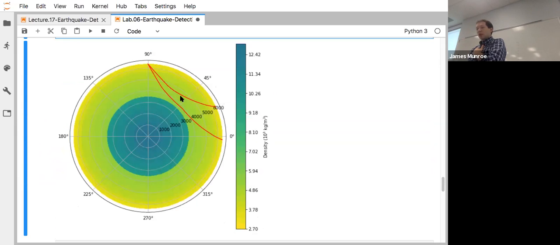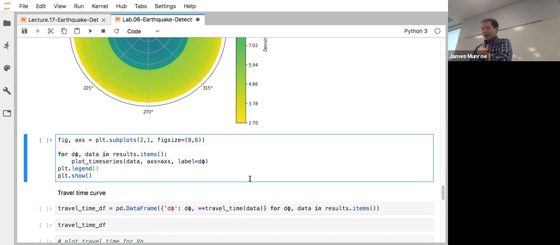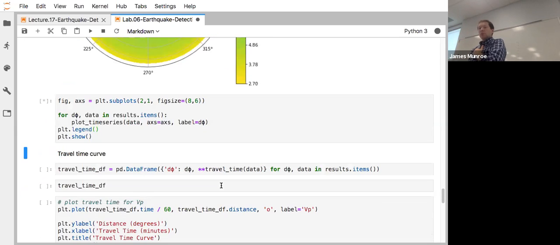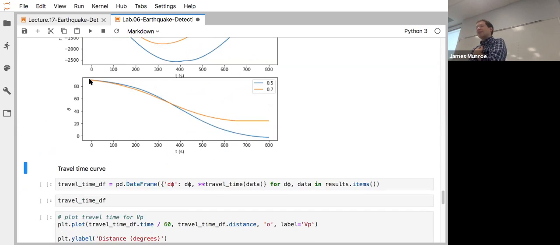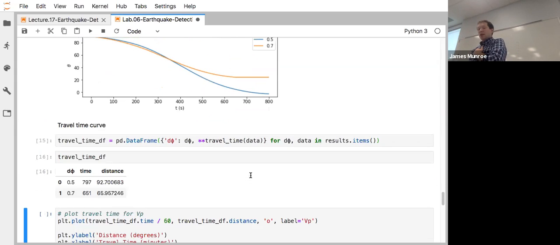All right, these are the two rays. I want something that travels a distance of 84.4 degrees. If I look at the time series, what you can see is these two things traveled a distance from 90 degrees down to between here and here. In terms of just tables, initial angle of 0.5 traveled a distance of 92 degrees. That's too far. Initial angle of 0.7 traveled a distance of 66 degrees.